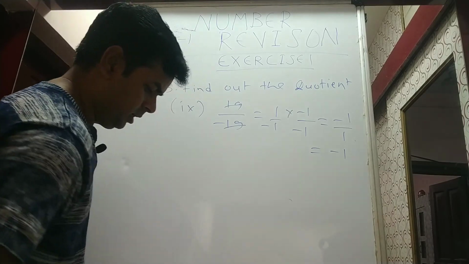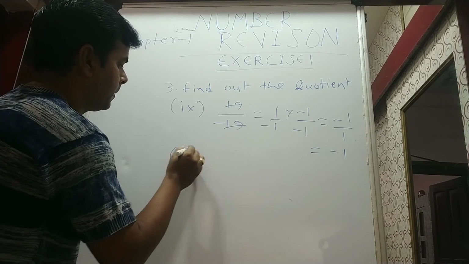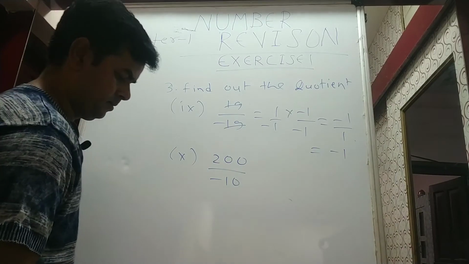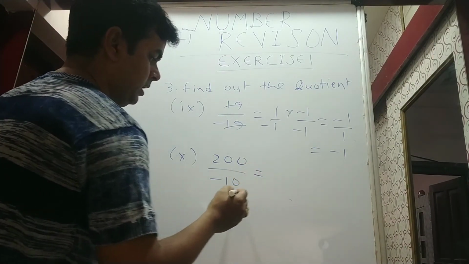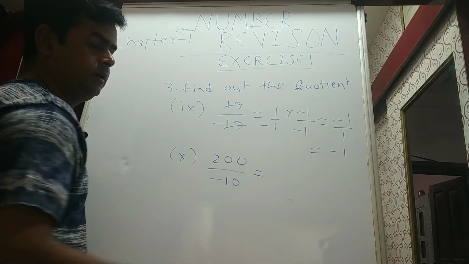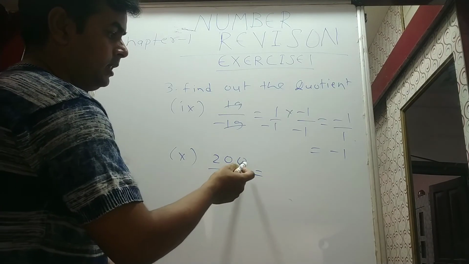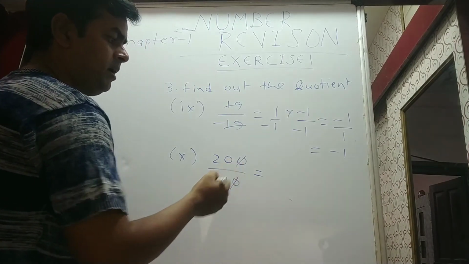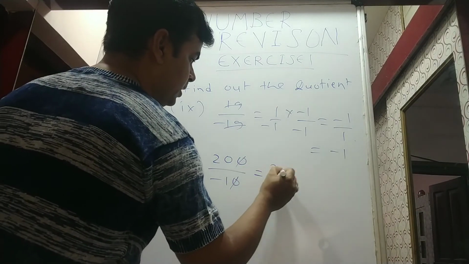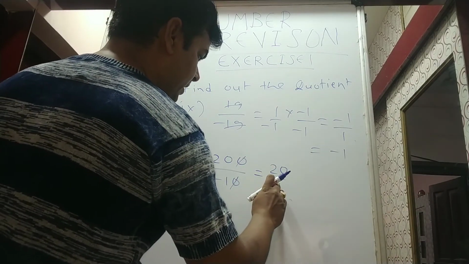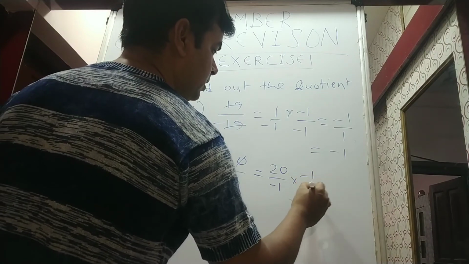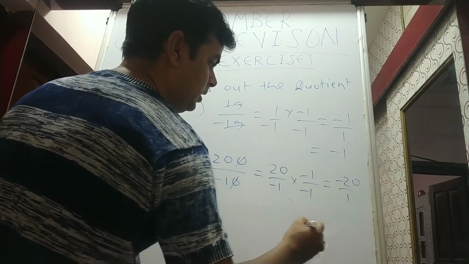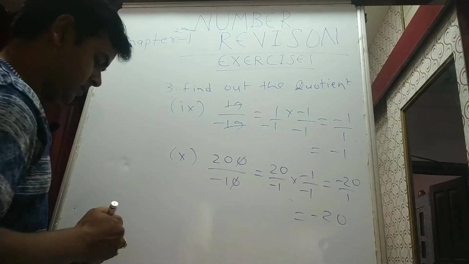This is the last question of today. 200 divided by minus 10. Okay. If you see a number with a 0 in the unit place in both numerator and denominator, just cancel it. Both can be divided by 10. So our answer will be 20 upon minus 1. We can write it like this, and this will be minus 20 upon 1. So minus 20.